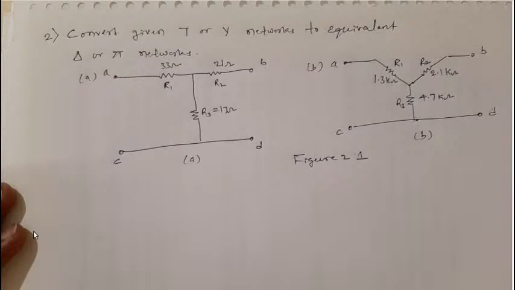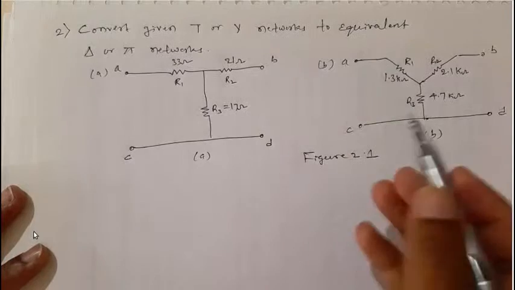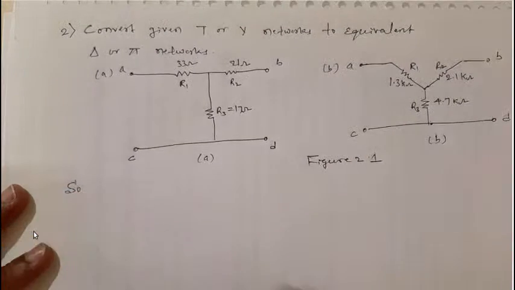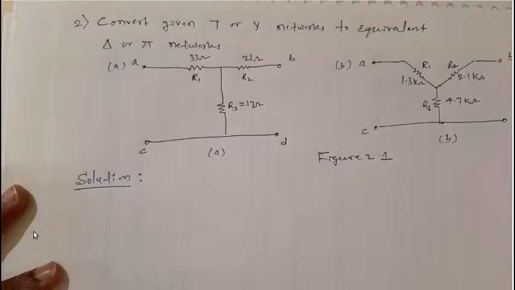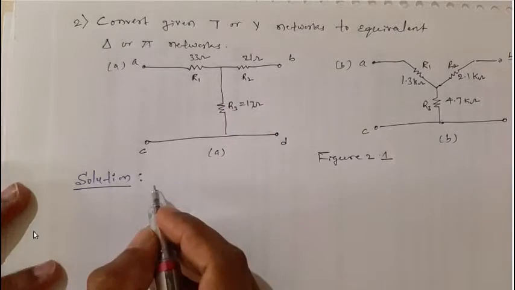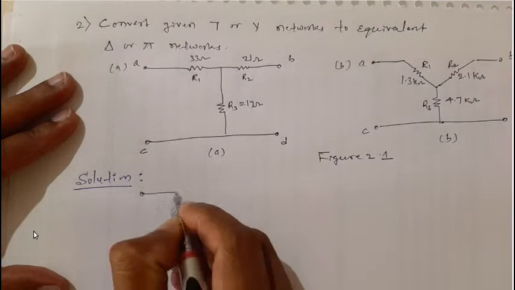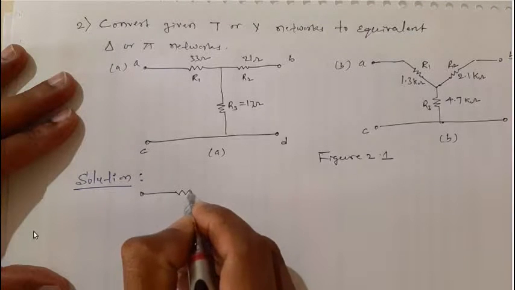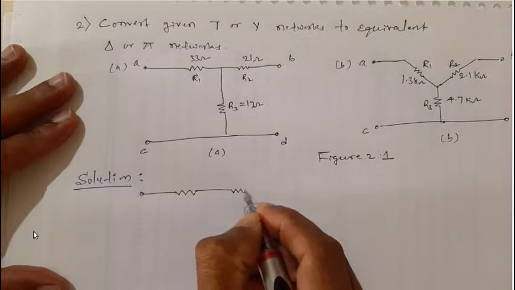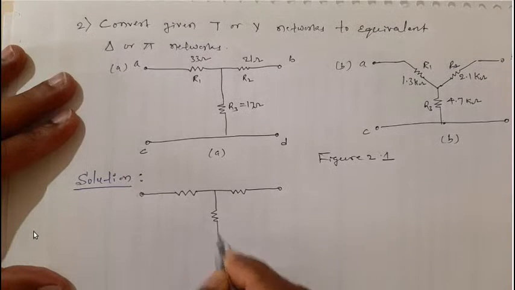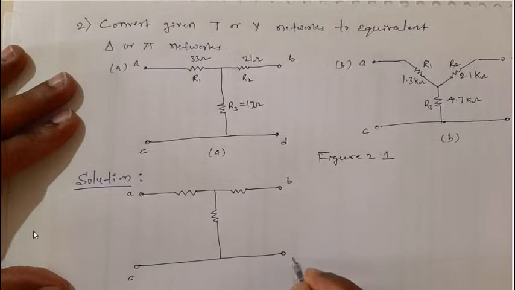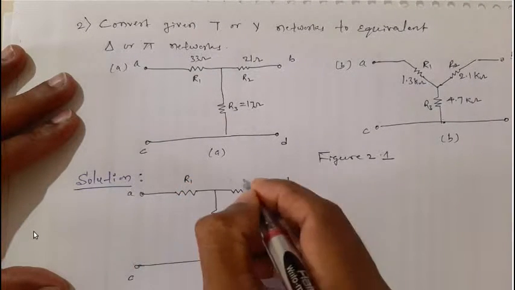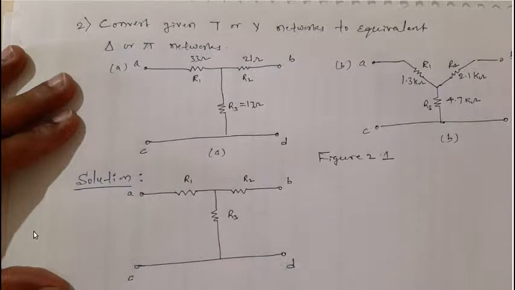First let me take up the first network and convert it. Start the solution. The first network is simple, I'll redraw it. There are 3 resistors in a T network. So this is A, B, C, D, and I just write R1, R2, R3. This network has to be converted to an equivalent delta network.